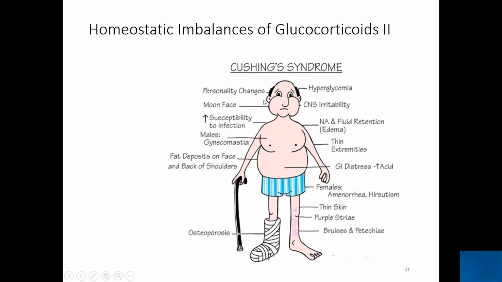First of all, it changes appearance. Moon face. Fat deposits will be on the face, on the shoulders and trunk and back of shoulders, but arms and legs stay thin, extremities. It also causes changes of personality, irritability, sometimes can cause depression. It can cause changes in males' and females' reproductive systems. It makes skin thin, causes striae, easy bruising, and osteoporosis that can lead to breaking easily, fractures of the bones.